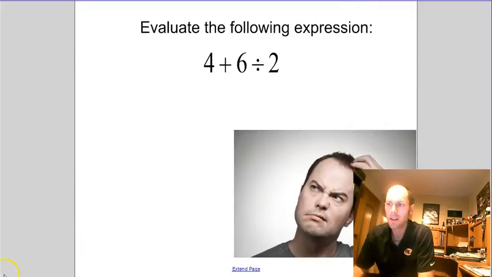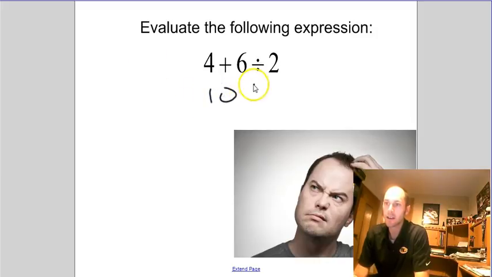All right, moving along. That guy's confused a little bit. So we need to evaluate this expression. The expression says 4 plus 6 divided by 2. I think he's a little confused because he doesn't know which operation to do. Before we were just using one operation. It's pretty straightforward. Now we've got 2. So if we take 4 plus 6, that gives us 10. And then we take 10 divided by 2, that gives us 5.